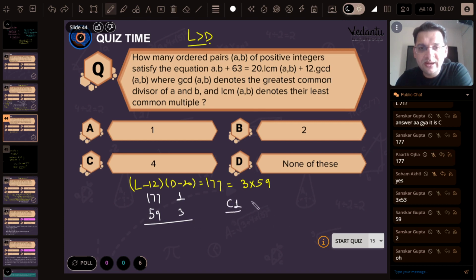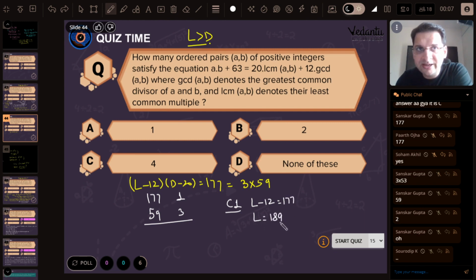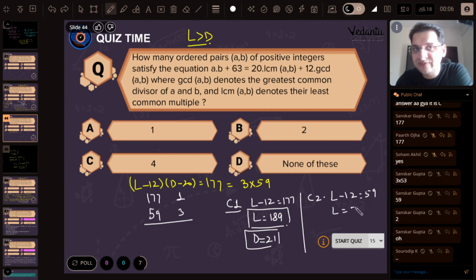So case 1. L minus 12 is 177, giving us L as 189 and D is equal to 21. Case 2. L minus 12 is 59. L is 59 plus 12, which is 71, and D is 23.